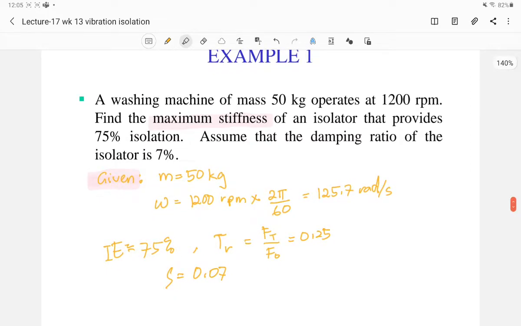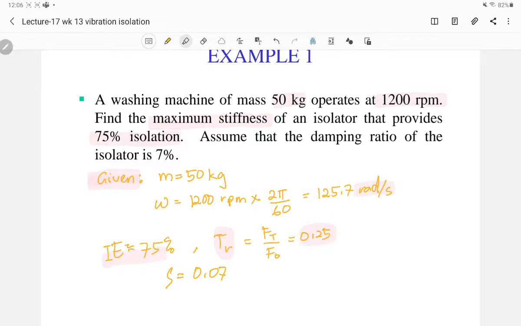So 50 kilogram is the M, 1200 RPM. You have to convert it into radian per second, which means you have to times with 2 pi over 60. It says here isolation is 75%. That means your isolation effectiveness is 75%. So you may want to write it in terms of transmission ratio, which is 0.25.